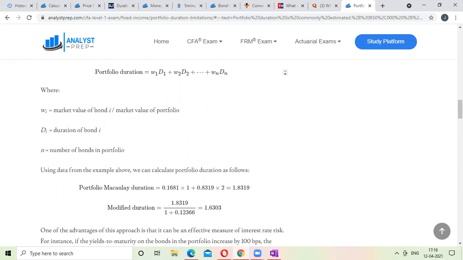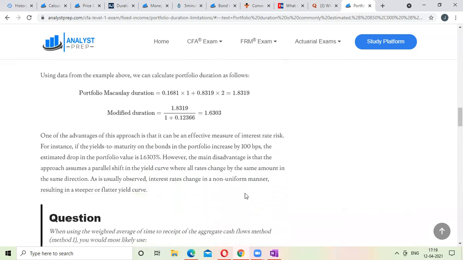The interpretation for the portfolio is the same: 1% change in yield to maturity, your portfolio value increases or decreases by this much percent. Macular duration says only about the years. Now, if the yield to maturity on bonds in the portfolio increases by 100 basis points, the estimated drop in the portfolio value is how much? Yeah, 1.6.